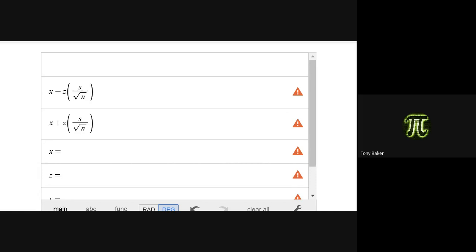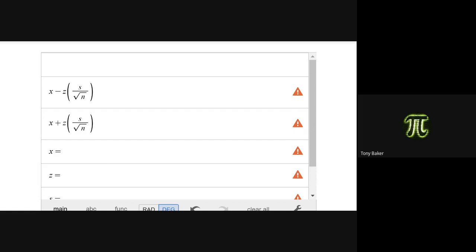So you did x minus z over s, where, and then standard deviation, S, over the square root of n. Then you did it as the opposite? Yeah, because it's plus or minus. Okay, so you need them both. Because in essence, when we're looking at a confidence interval, we're going both directions from the mean.